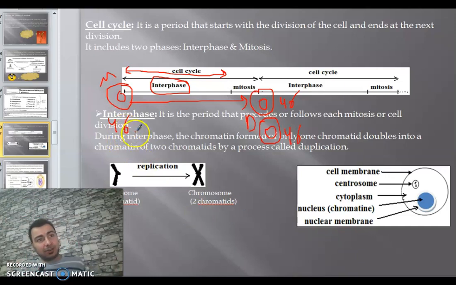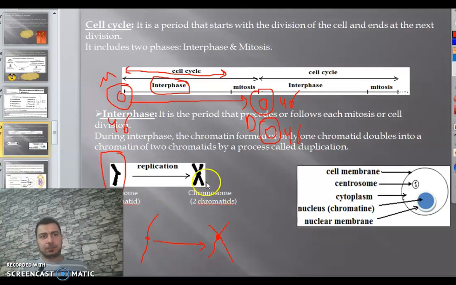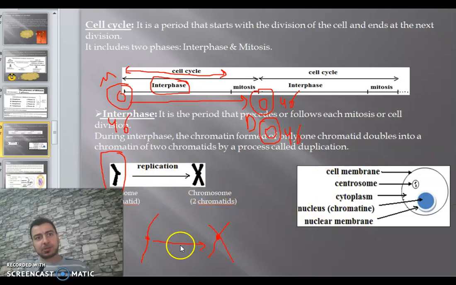Back to my topic. How does one cell containing 46 chromosomes give 2 cells with 46 chromosomes in each? Simply because each chromosome here is made of 1 chromatid. During interphase, each chromosome duplicates to become a chromosome of 2 chromatids. This process is called duplication or replication, duplication of chromosomes or chromatin.